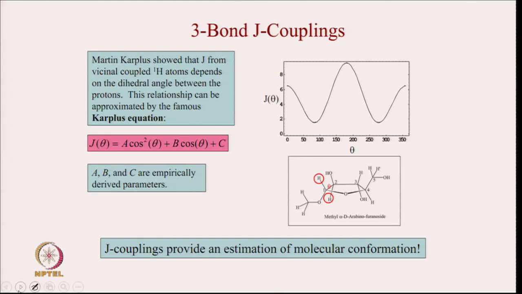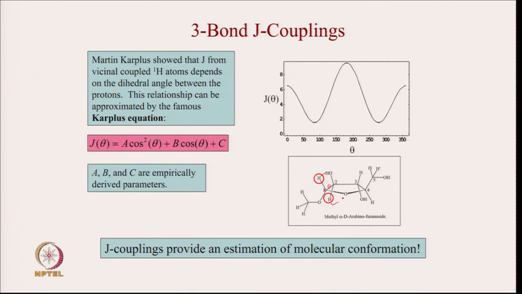Similarly, there is also coupling across 3 bonds, and that is very important if you want to get the dihedral angle. For 3 bond, 3J coupling, for example, this proton, 1 bond, 2 bond and 3 bond, this proton and this proton. If we can get the coupling constant, it can give you the dihedral angle between these 2 protons.